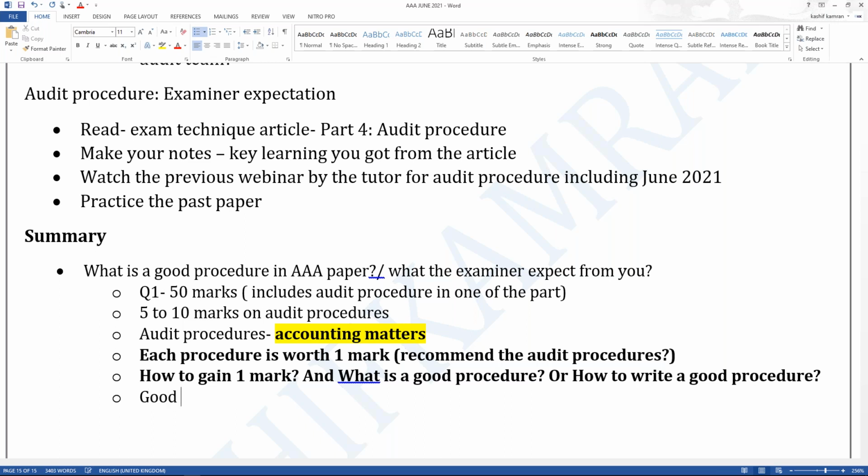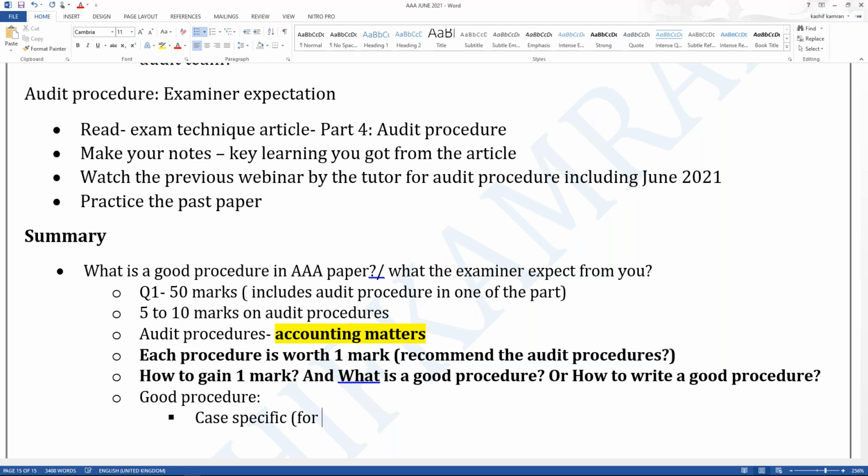A good procedure. First of all, when you're writing a good procedure, you need to understand that a good procedure has to be case specific. You cannot write anything in the AAA paper which is out of the case. For example, if the examiner is asking you to write procedures on a government grant, then that government grant will be a paragraph in the case study, right?